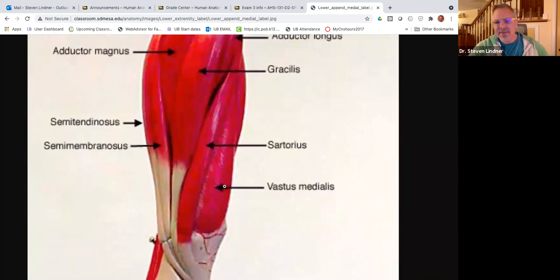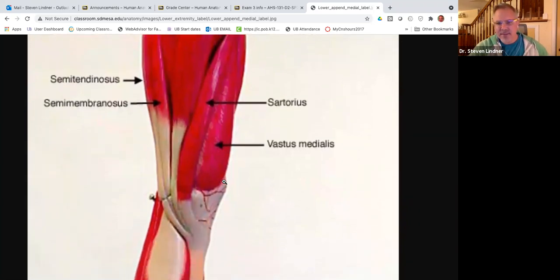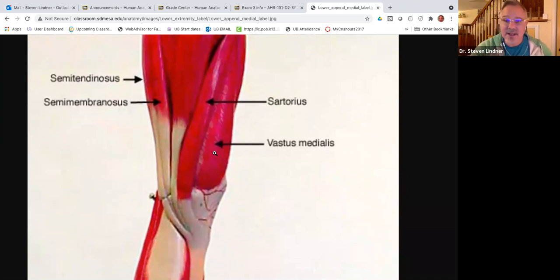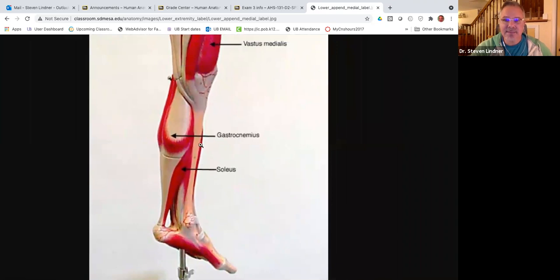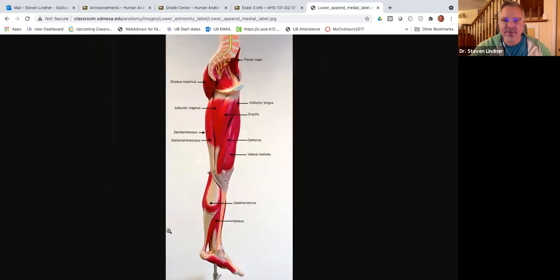Okay, since we're looking at the thigh from the medial aspect, that's why we see the vastus medialis. When we looked at it from the lateral aspect, you could see the vastus lateralis. Now we're looking at the medial aspect of the leg, so we see the medial gastrocnemius, and we see the soleus that's deep to it. Here is the Achilles tendon. The gastrocnemius and the soleus both plantar flex the foot, so they are involved with ankle plantar flexion.